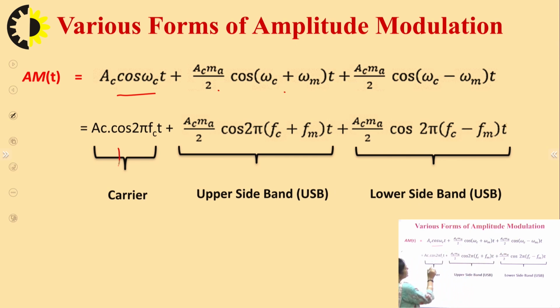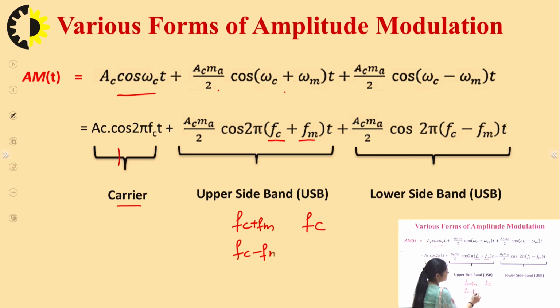So this term is called carrier. This frequency FC plus FM. When you add on frequency, we are having a frequency FC, and another frequency is FC plus FM, another is FC minus FM. So we are having 3 frequencies. This FC plus FM will be called as upper sideband, and FC minus FM will be called lower sideband.